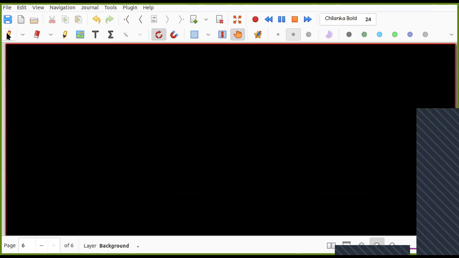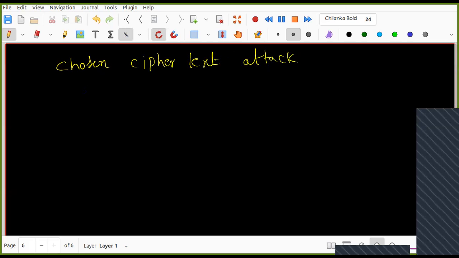Now how is this actually used? You remember the chosen ciphertext technique? You remember? Chosen ciphertext attack. Do you remember that? Any one of you? Ciphertext only attack is different. Chosen ciphertext attack.